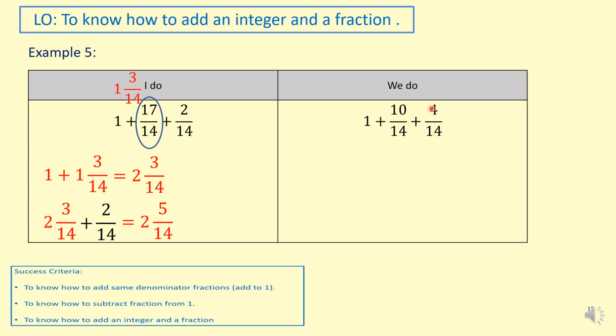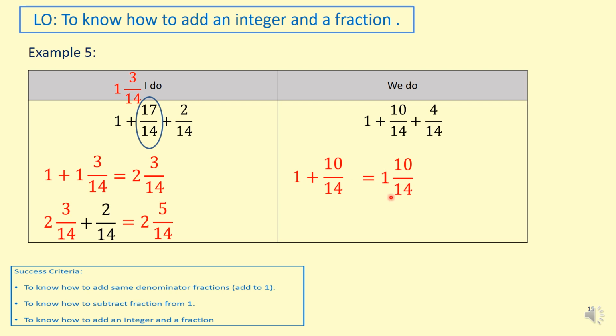Again in here, ignore the last one. Look at the first two. Okay, I have 1 and 10 over 14. This is not an improper fraction, so I'm not worried about changing it to a mixed number. So I straight away write 1 whole and 10 over 14. Then I add these two first. I don't have any improper fraction, so I can easily write 1 whole and 10 over 14.